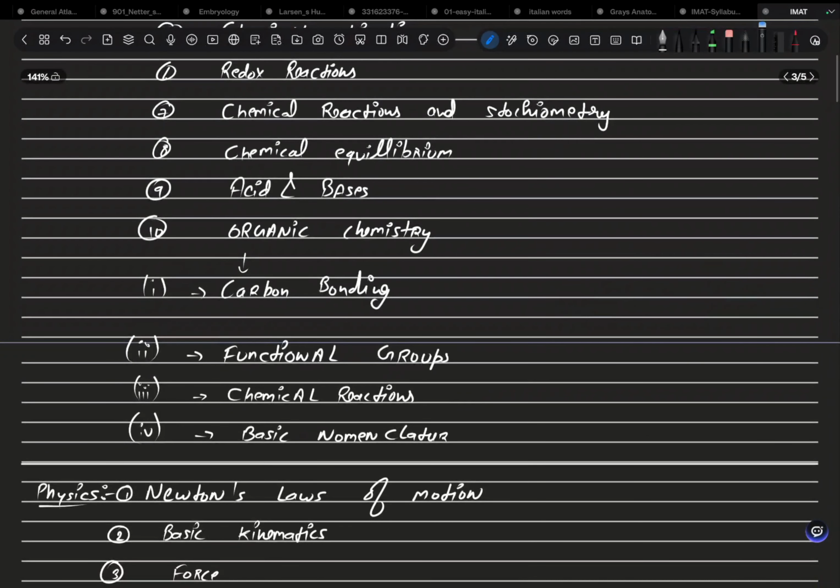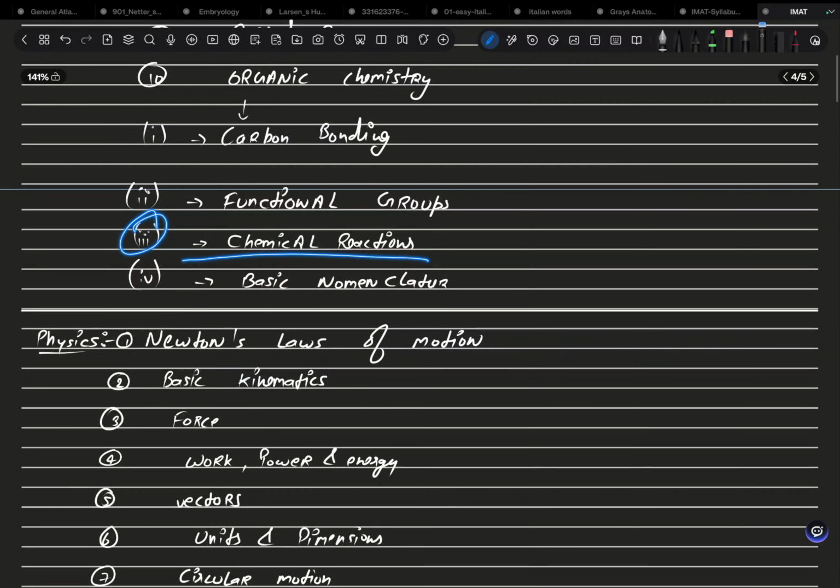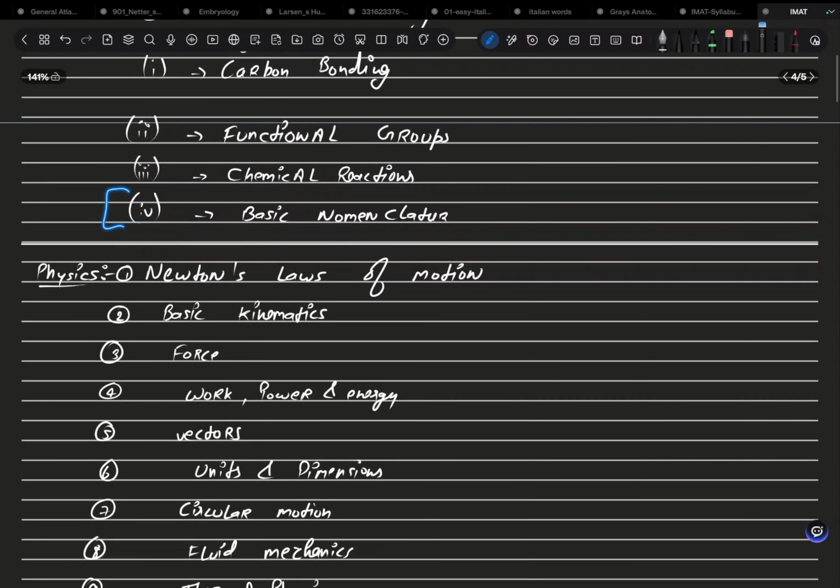Okay, and then there will be organic chemistry, and in organic chemistry you will be studying carbon bonding, different kinds of bonding of carbon. It will specifically be covalent bonding, and when it will be more stable, when it will be more favored, right? And you will be studying different functional groups, and how different substances of carbon with different functional groups are made. Okay, and you will be studying organic reactions, and then there will be basic nomenclature, which is a very important topic for IMAT.